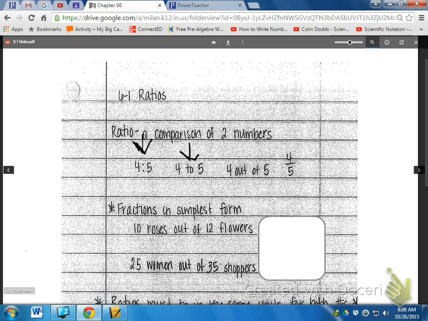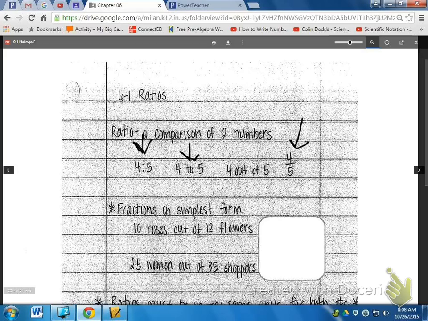4 out of 5 on commercials all the time. You might hear 4 out of 5 dentist survey recommend you chew Trident, stuff like that. That's a ratio. And then finally, the last ratio is a fraction, and that's really what we're going to do. So you're going to be given all different kinds of circumstances with numbers, and you're going to write them as a ratio, as a fraction in simplest form.